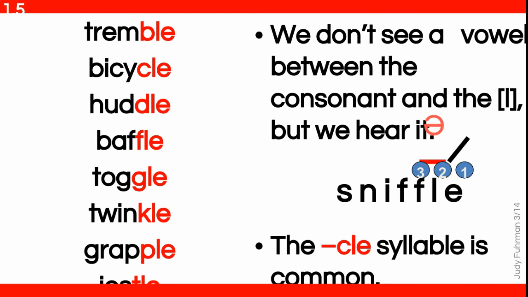So the rule is when a word ends with the CLE syllable, the way you're going to split it is you're going to count back 3 spaces, as they did there: 1, 2, 3. Then you put your line. In your notes, you can use the example where you split the syllables between the 2 F's.